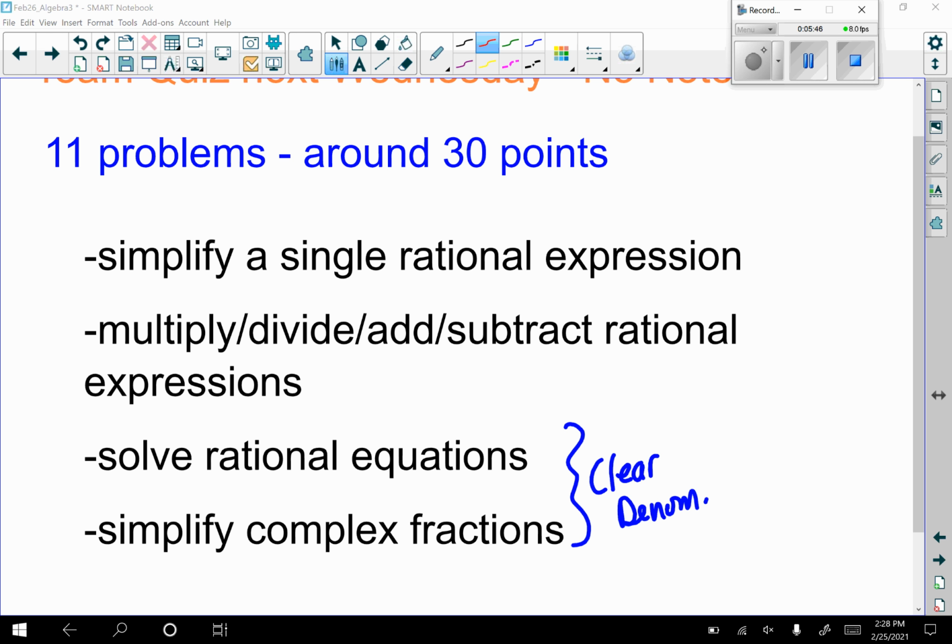So to make sure you really know how to do these, you want to go back, you want to practice previous problems, you want to ask me questions. If you have questions about any homework assignment, any problems, you need to let me know. So this goes back to simplifying a single rational expression, multiply, divide, add, subtract rational expressions, also solve rational equations, and simplify complex fractions. Remember, it's the last two types. That's where we clear denominators.